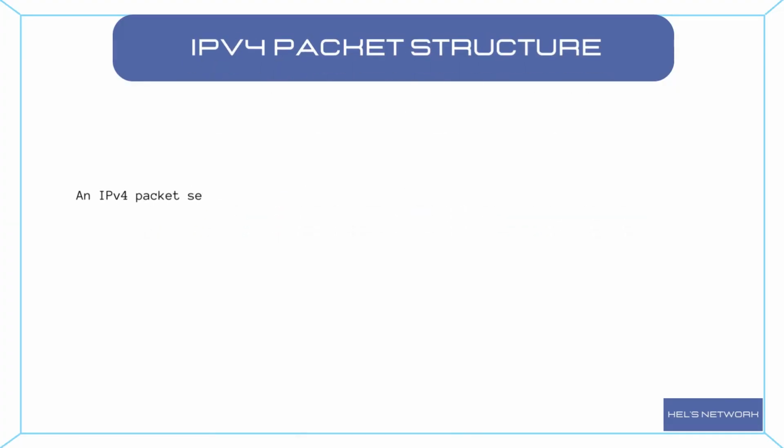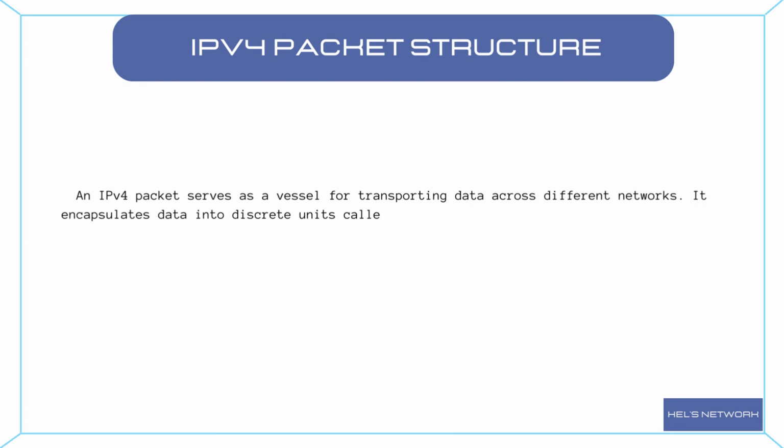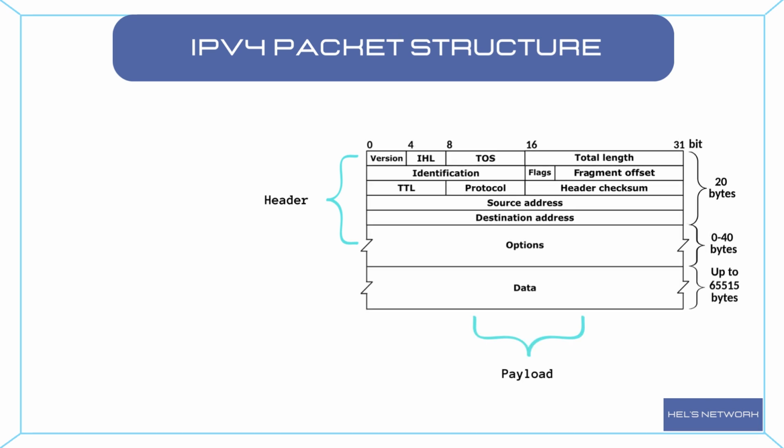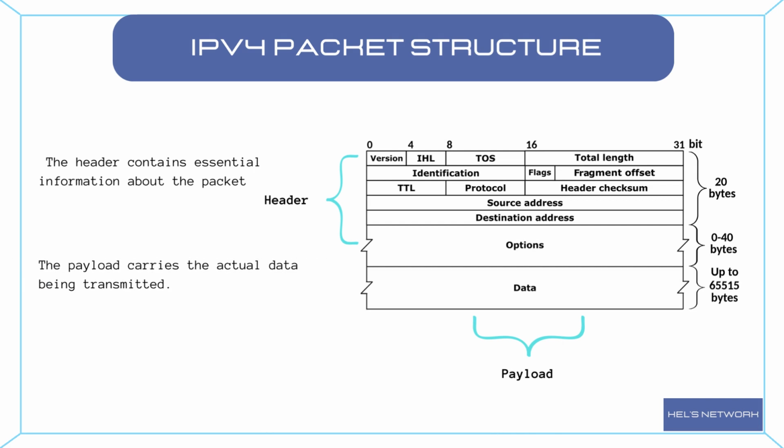At its core, an IPv4 packet serves as a vessel for transporting data across different networks. It encapsulates data into discrete units called packets, allowing for efficient and reliable transmission. Each IPv4 packet consists of a header and a payload. The header contains essential information about the packet, while the payload carries the actual data being transmitted. It consists of various header fields that provide essential information for proper routing and delivery of data. Let's explore each of these header fields in detail.